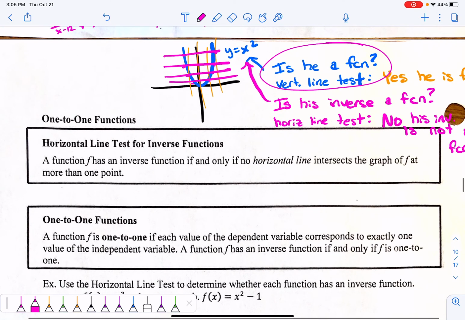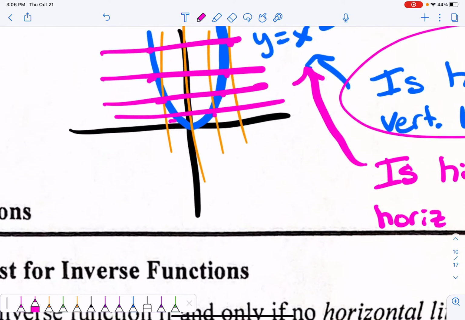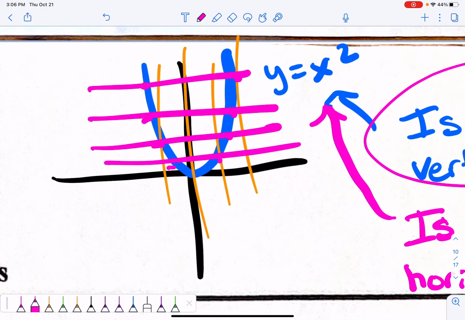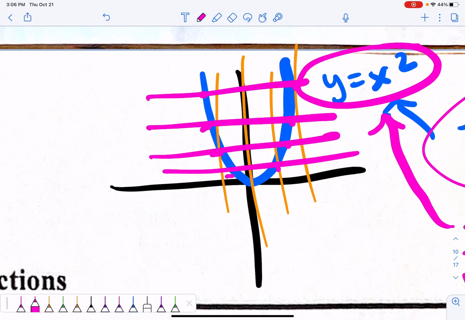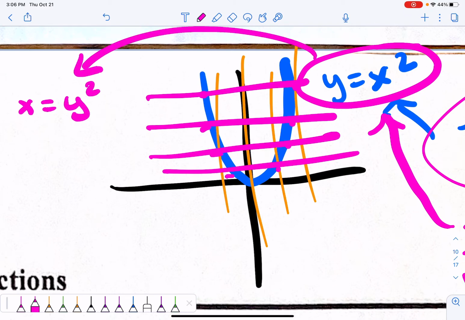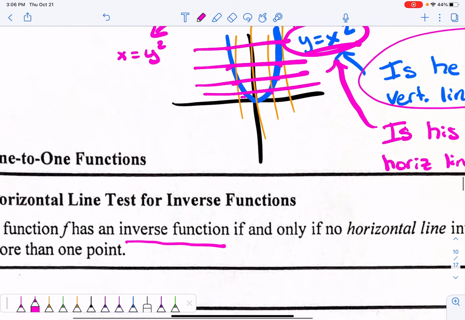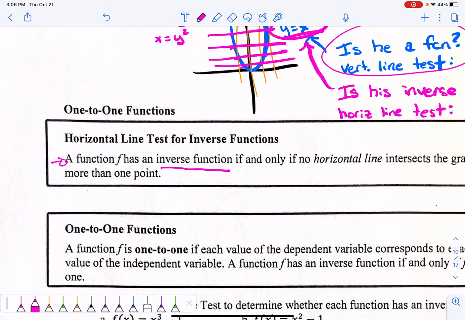Let's read that box. A function f has an inverse function if and only if no horizontal line intersects the graph at more than one point. The way they word this is saying that a function has an inverse function. Even though it doesn't pass the horizontal line test, it will still have an inverse relation. Like the inverse relation of y equals x squared, as we talked about above, was x equals y squared. And x equals y squared is an inverse relation to y equals x squared, but it is not a function itself. That's how that wording happens.